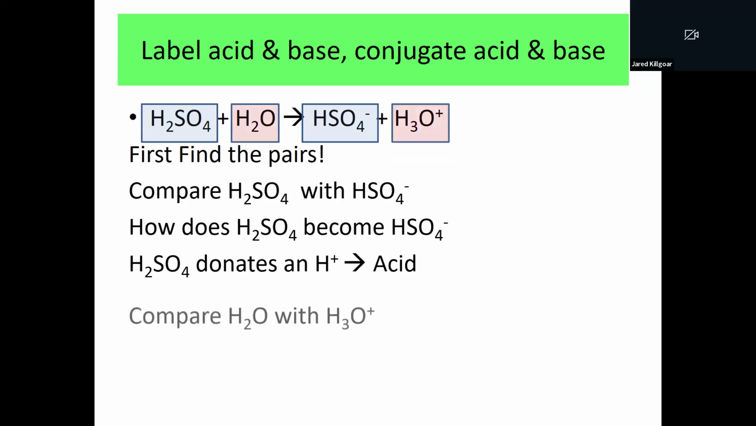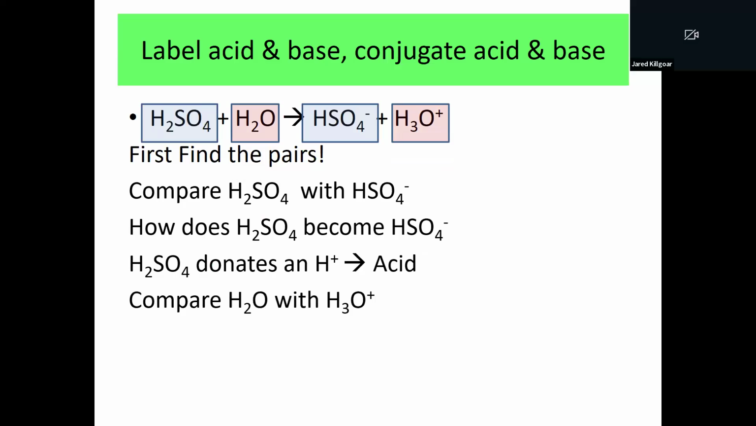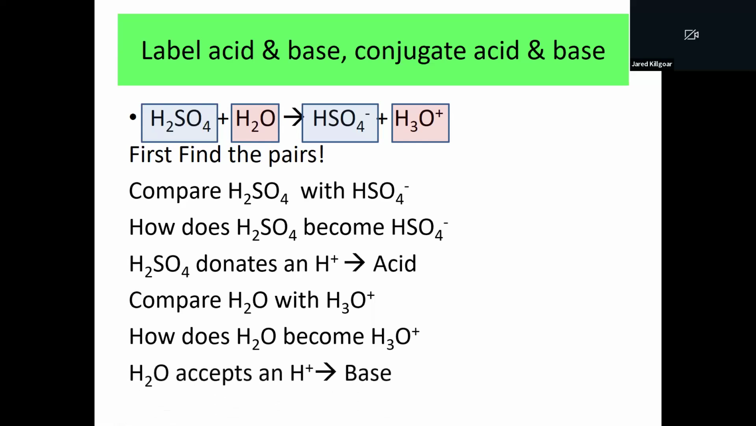Let's take a look at H2O. Compare H2O with H3O plus. How does H2O become H3O plus? Well, two things changed. It started off with two H's and ended up with three and a positive charge. So this H2O had to have gained an H plus. Therefore, it is a base.